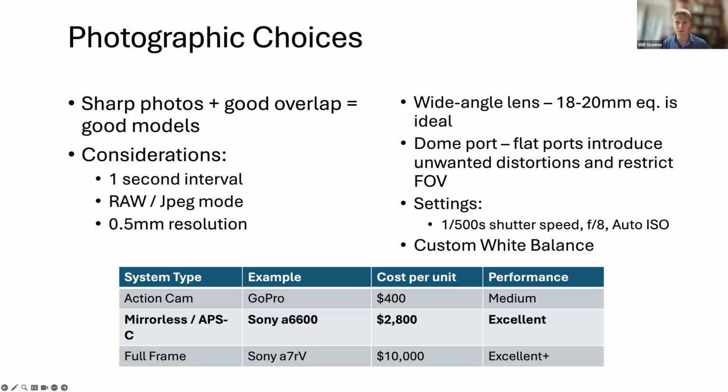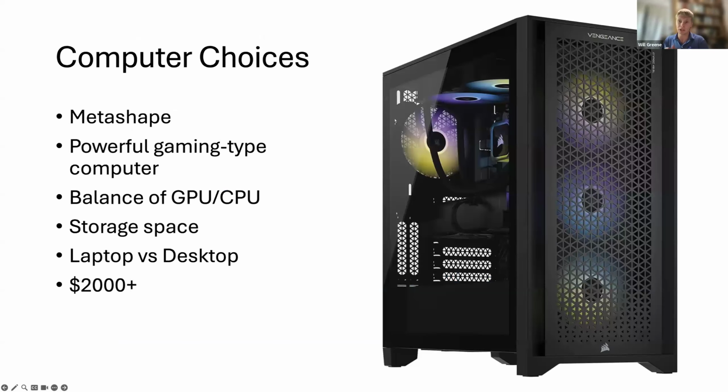Much more expensive full frame cameras can provide similar levels of quality, but they're also 3 times or more as expensive. So the middle tier option is what we recommend. For a computer, to run this is standard for any photogrammetry protocol, pretty much. You need to have access to Metashape. This is the industry standard photogrammetry software. An educational license is only around $500, and a commercial use license is around $3,000.